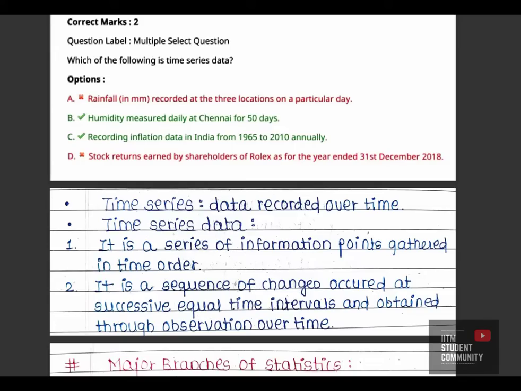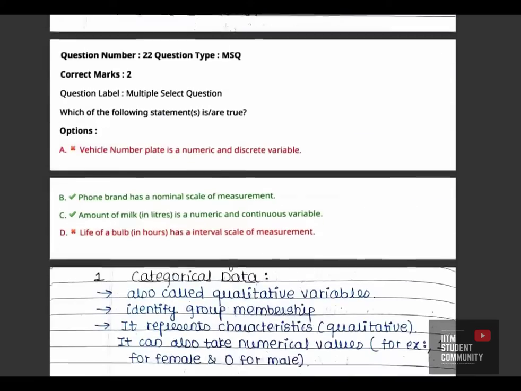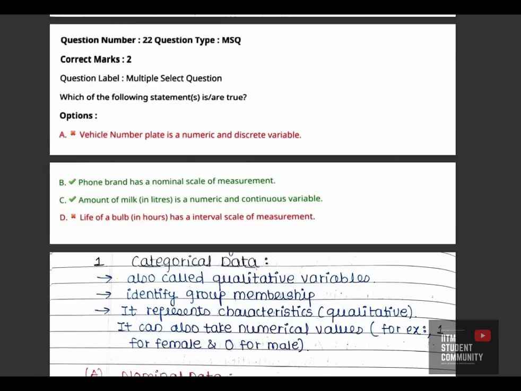Option D says stock returns earned by the shareholders of Rolex as for the year ended 31st December 2018. Now this data has been looked at just for the day, that is the year end of 31st December 2018. So this one is cross-sectional data, it is not a time series data, so even this option gets eliminated. Moving on to the next question.